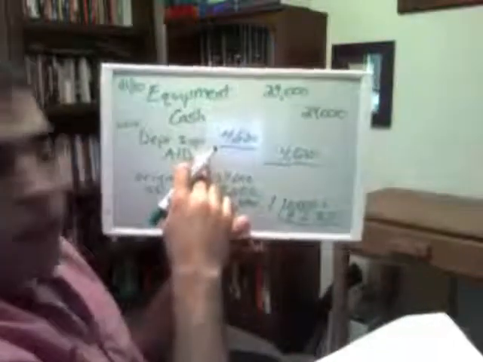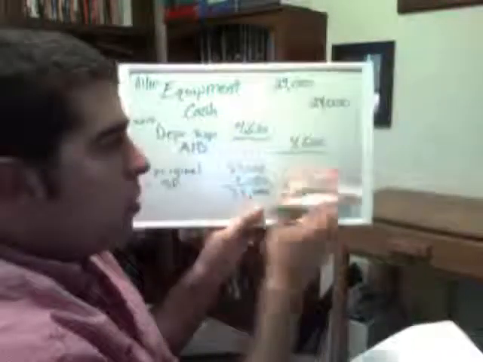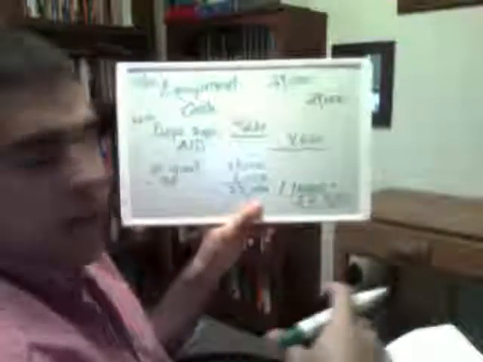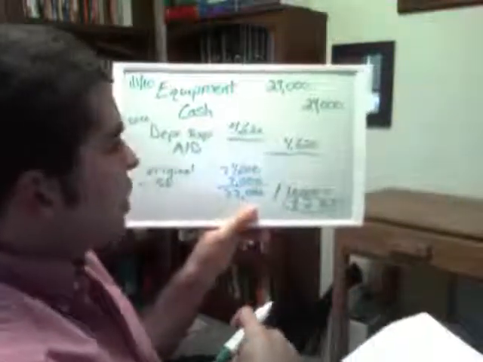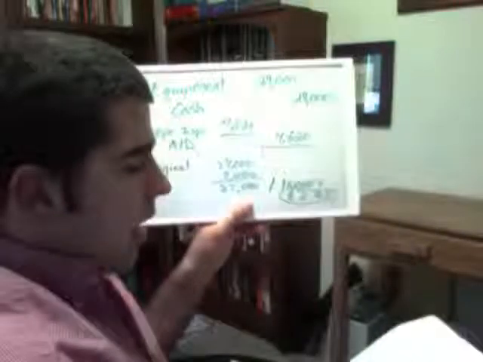So the idea here is that this does a better job of matching. The equipment is going to be used up more quickly the more we produce. If we only produced 100 units, then it's going to be used up less quickly and decline in value more slowly. So we're trying to match up revenue and expenses. This is a different way to do that.